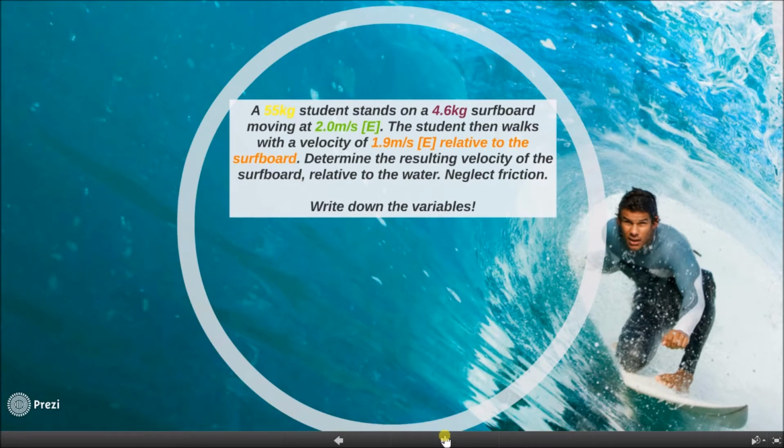Neglect friction. The first thing you want to do is write down your variables. MS, the mass of the student, is 55 kilograms. MB, the mass of the board, is 4.6 kilograms. VBW, the velocity of the board relative to the water, is 2.0 meters per second east.